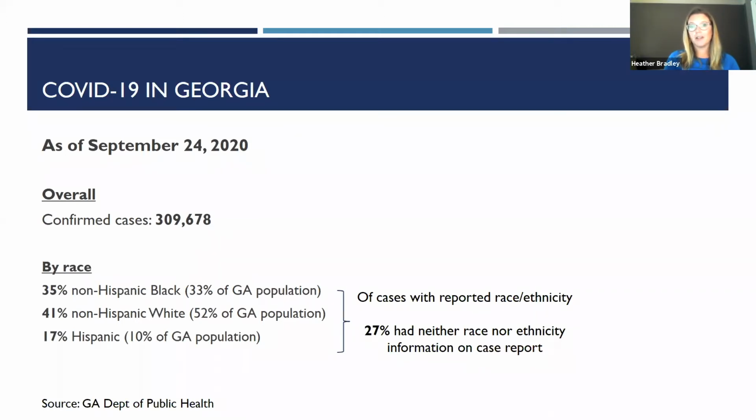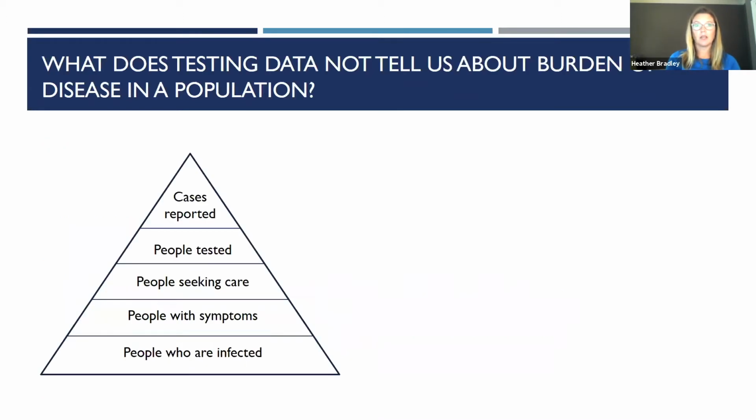One important caveat is that these are only cases with reported information on race and ethnicity. As of today, about 27%, so nearly a third of case reports in Georgia, were missing information on both race and ethnicity. So this is a problem. The first thing I think about when I see numbers like that is, what do these numbers not tell us? What can we not glean from looking at the numbers from the testing data, and how do we dig for those answers?